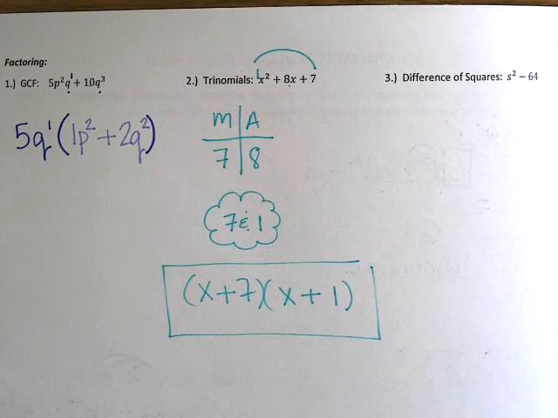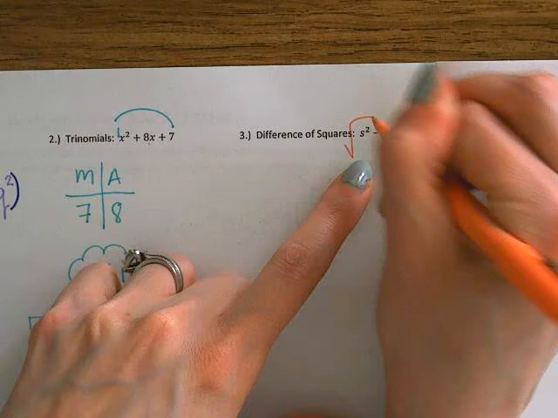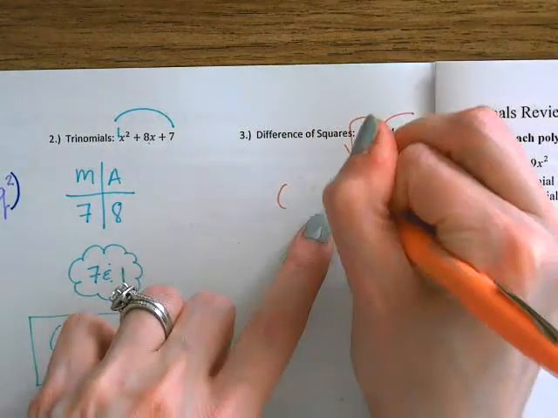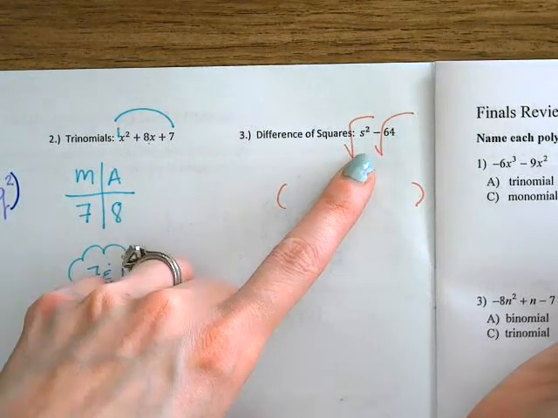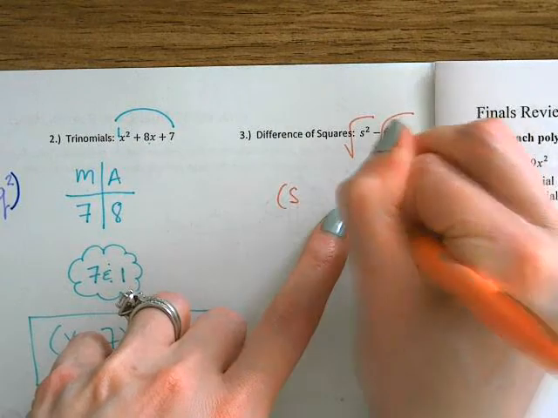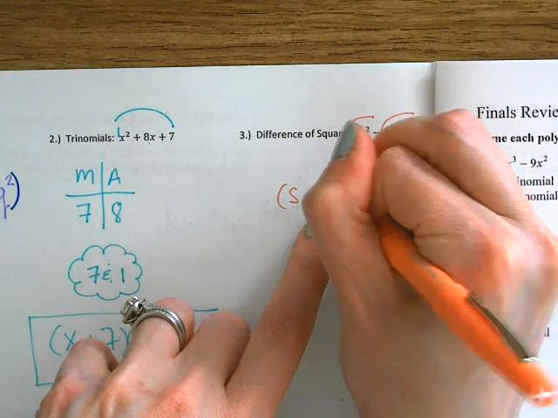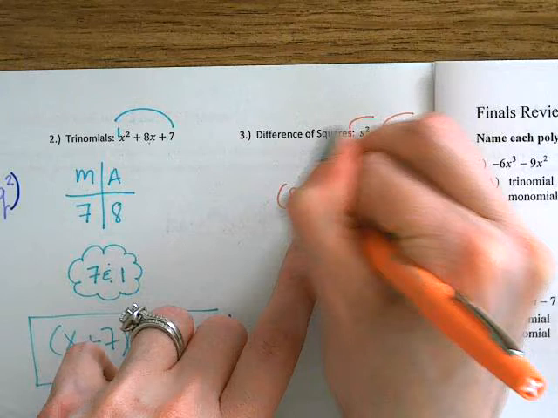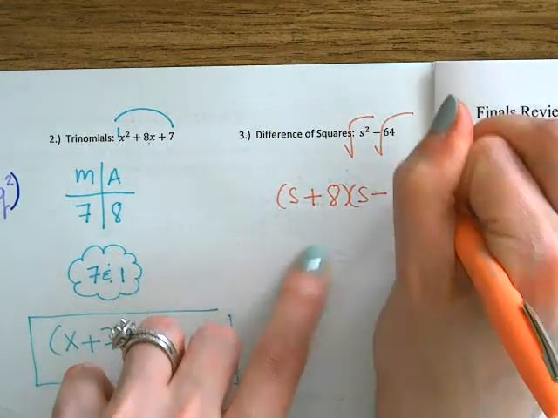Okay, and then number 3, difference of squares. This is the one where you guys square root. So the square root of s squared is s and s. The square root of 64 is 8 and 8. And then 1's plus and 1's minus. And that's it.